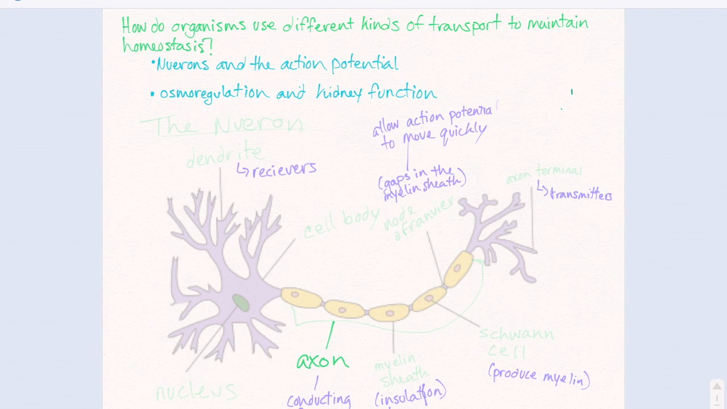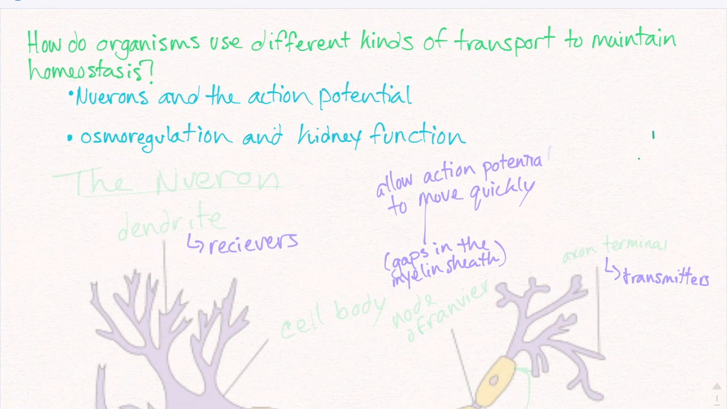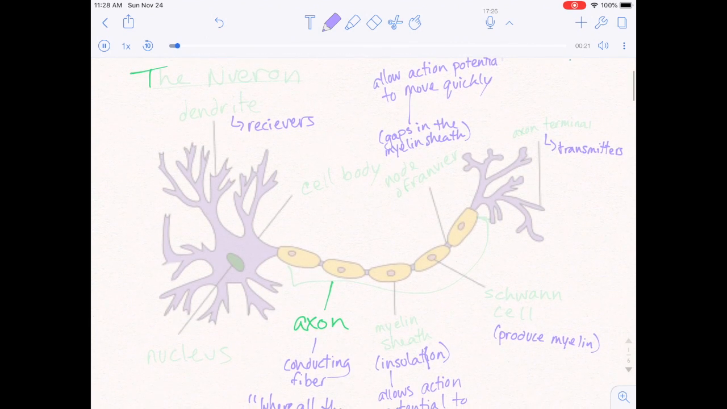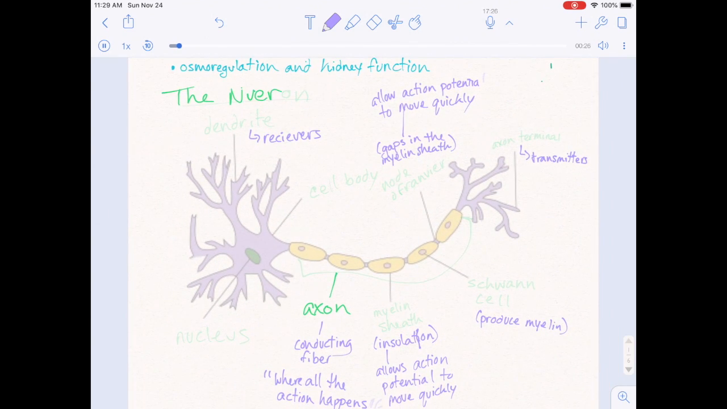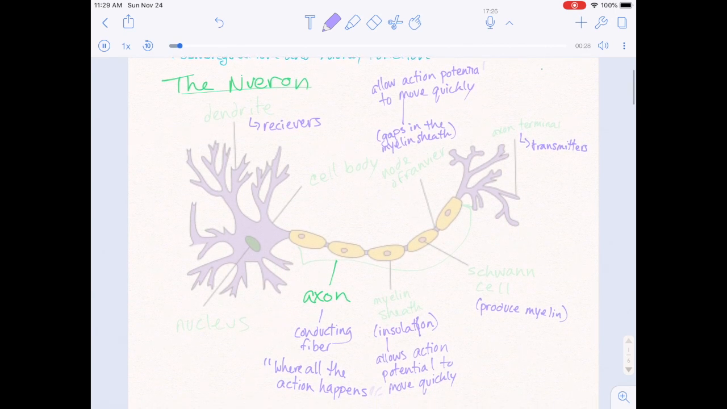Today we're going to be talking about the plasma membrane and transport in the neuron and kidney. Now the question we're addressing is how do organisms use different kinds of transport to maintain homeostasis? The first way is through neurons and the action potential, and the second way is through osmoregulation and kidney function.